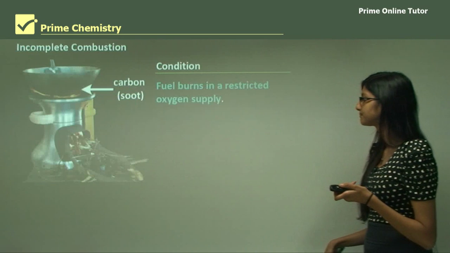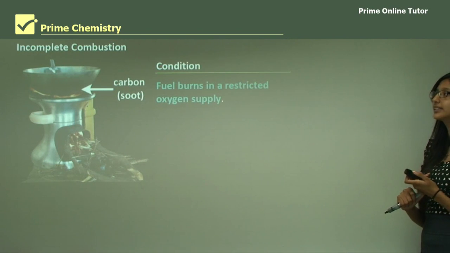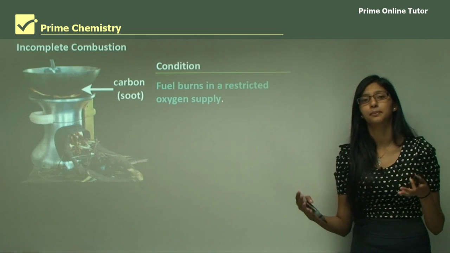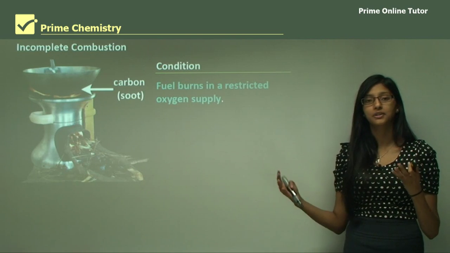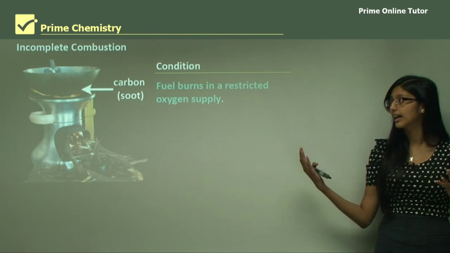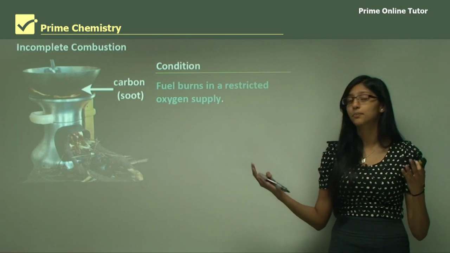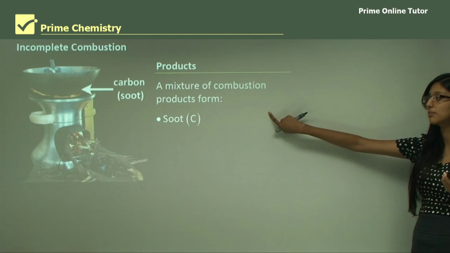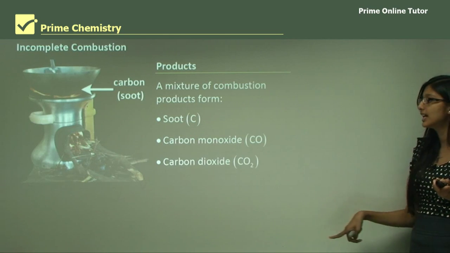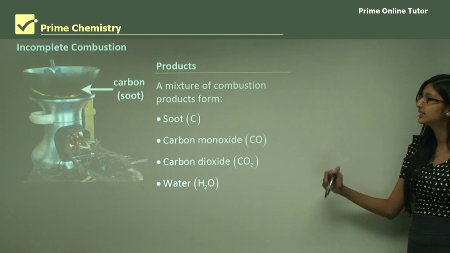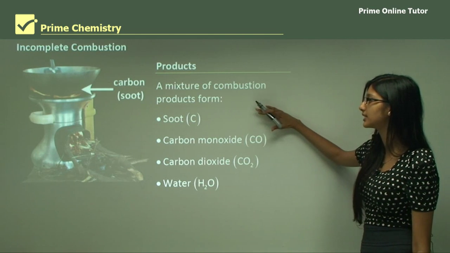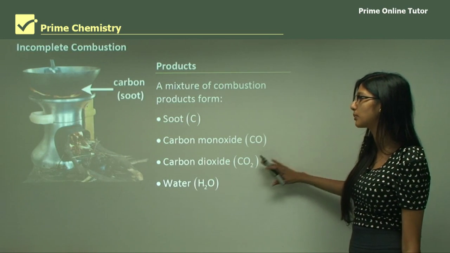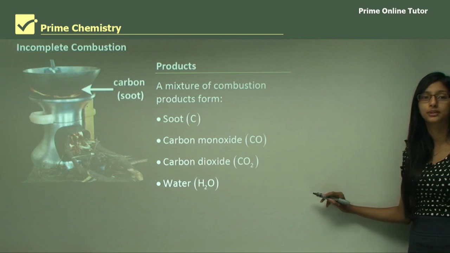Now, incomplete combustion, as the name suggests, is where the fuel burns in a restricted oxygen supply. So you do not have enough oxygen involved. Since one of the reactants is reduced, the product formed will also be reduced. And why is that? It's because a mixture of products forms, such as carbon soot, carbon monoxide, carbon dioxide, and water. As you can see, in incomplete combustion, you get different products, such as soot and carbon monoxide. So all of the energy and all of the reactants are not only used to produce carbon dioxide. Therefore, the reaction is incomplete.